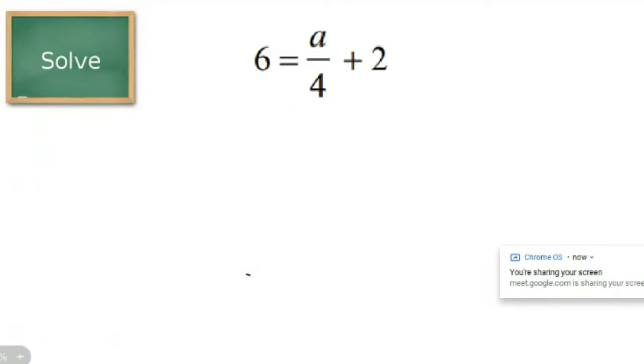Problem 1. We've got ourselves a 2-step equation, and A is not all by itself. I have to get A all by itself. So I have 2 things going on with A. I have divided by 4, and I have plus 2. You use reverse PEMDAS whenever you're trying to isolate a variable.